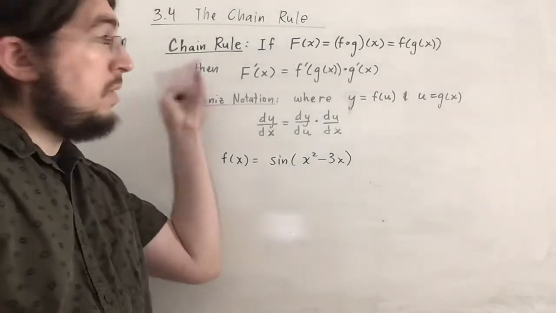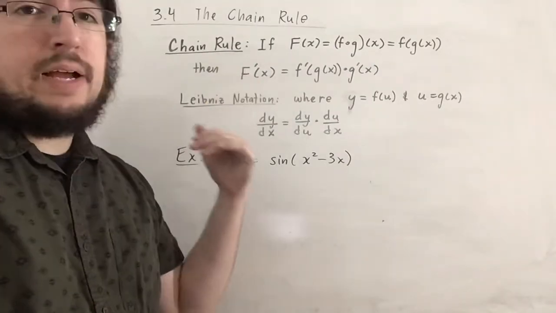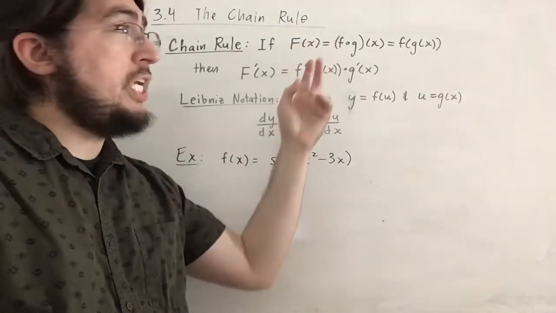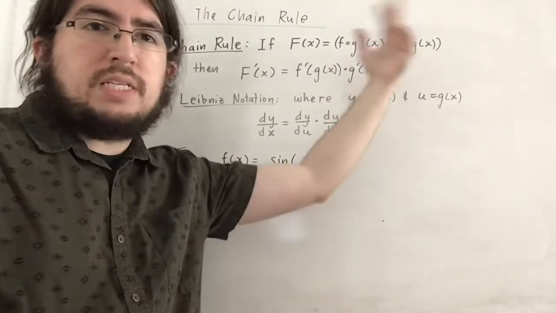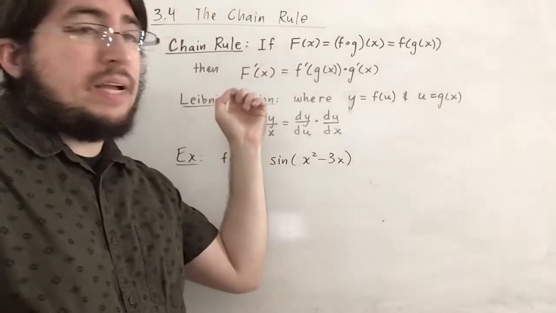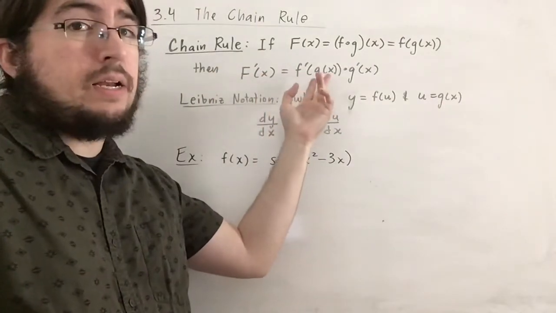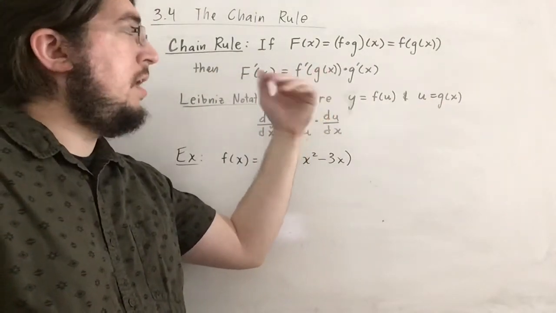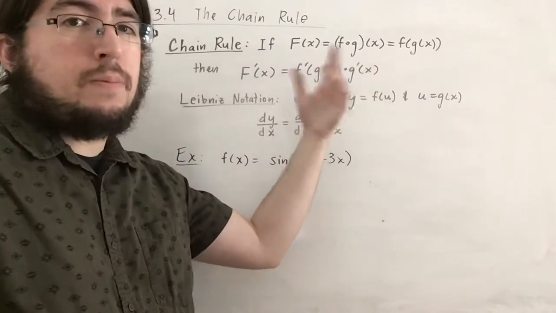Right, so here formally is the chain rule, and it says if capital F of x is the composition of two functions f and g, which is just one function of another function, so F of x equals f of g of x, then capital F prime of x is f prime evaluated at the original g of x multiplied by the derivative of g, g prime of x, after that.